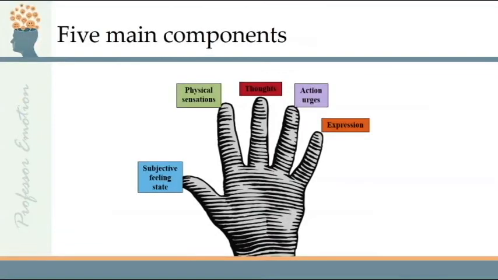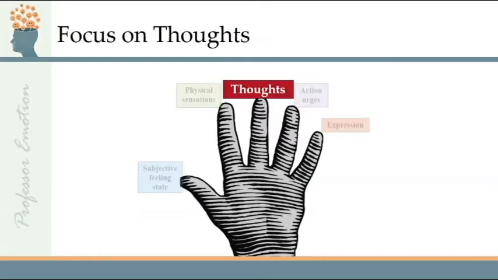Well, appraisals pretty much have to do with thoughts. Remember these 5 components of emotion? Subjective feeling state, physical sensations, thoughts, action urges, and expression. If you haven't watched the components of emotion episode, you might want to pause, go back and watch that one, and come back here. Because this episode is really going to focus in on thoughts. Thoughts are really what appraisals are all about. It's the way that we interpret emotional events.